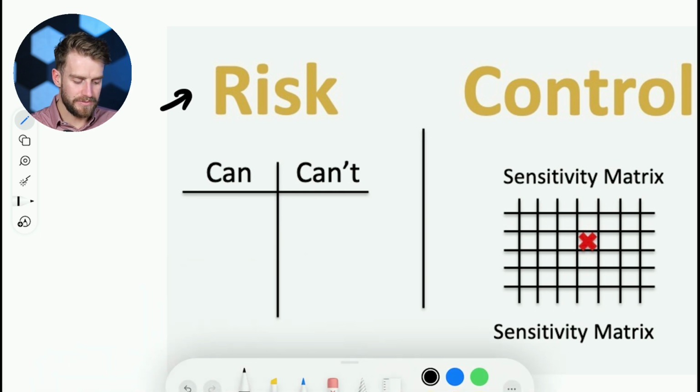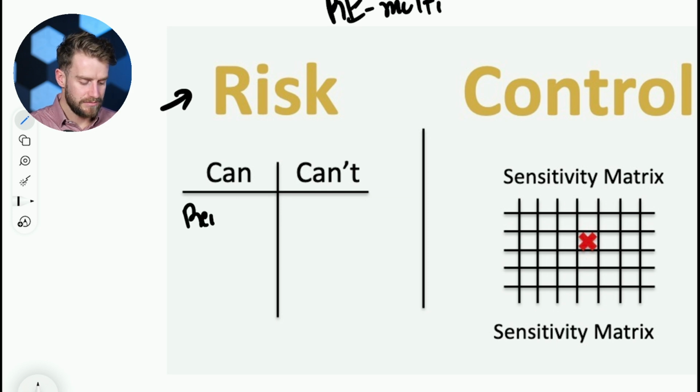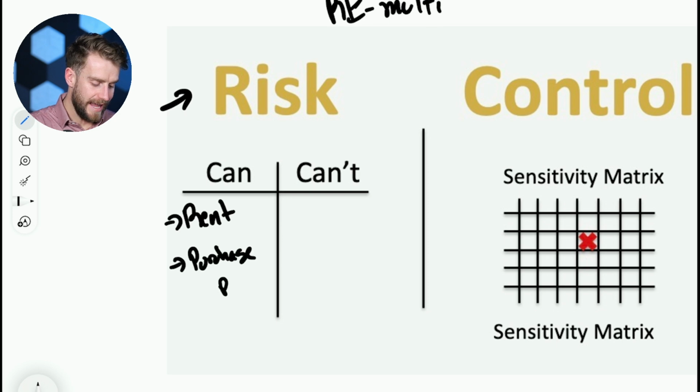For example, what are some things we can control? Let's use real estate, for example, real estate multifamily. In real estate multifamily, we can control how much rent. We can control our purchase price. We can control how much debt we put on the business.